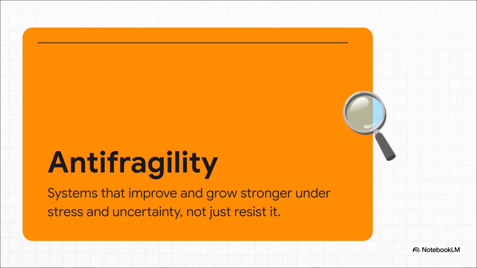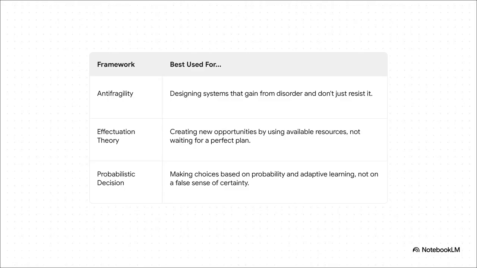Think about your own immune system. When it's exposed to a germ, it doesn't just survive, it learns and gets stronger for the next time. An anti-fragile company doesn't just get through a market crash, it learns, adapts, and comes out the other side with a huge competitive advantage. So how do you actually do this stuff?